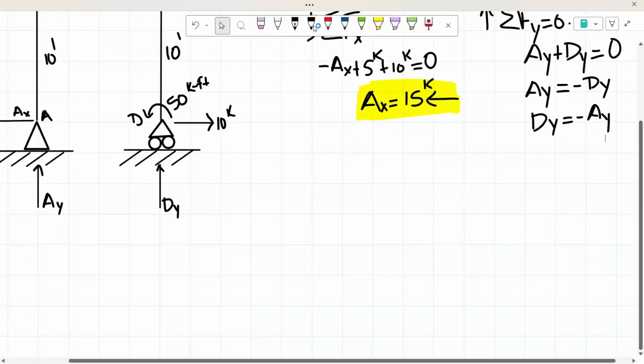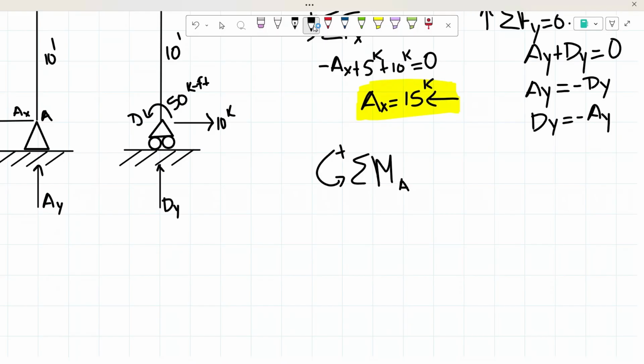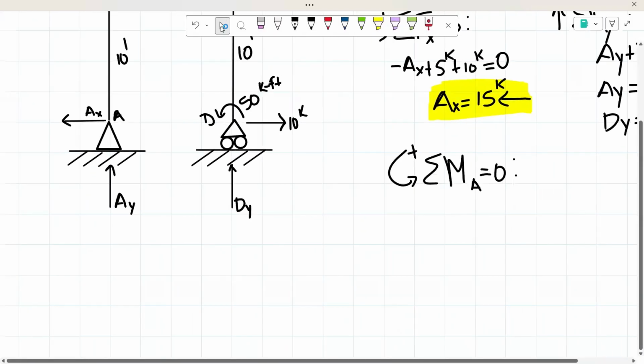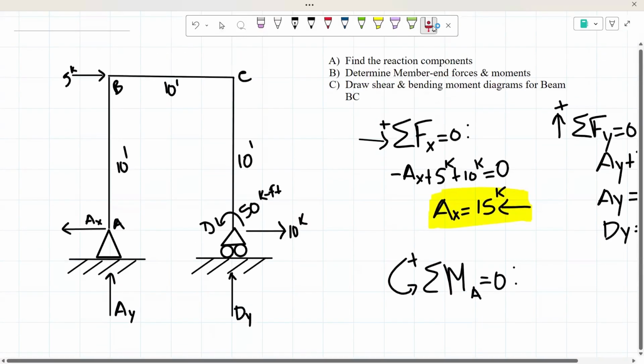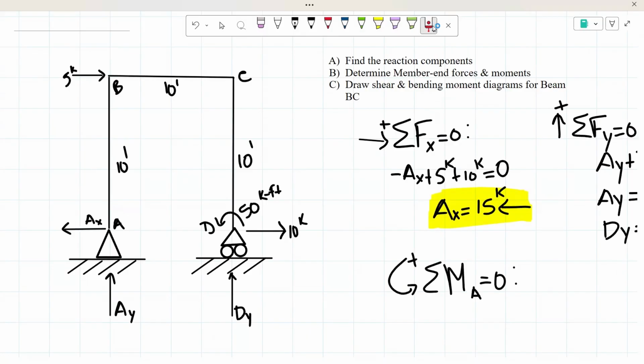So once again, our sign convention: counterclockwise positive, and the sum of our moments about point A has to equal 0. As you can see here, our A sub y will not be creating a moment since it is parallel to that axis. Then our A of X is not going to be creating a moment either since it intersects the axis of our point. But from there, we do have these 5 kips. So remember that moment is equal to force times distance.